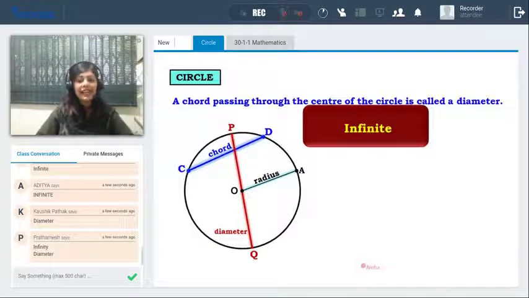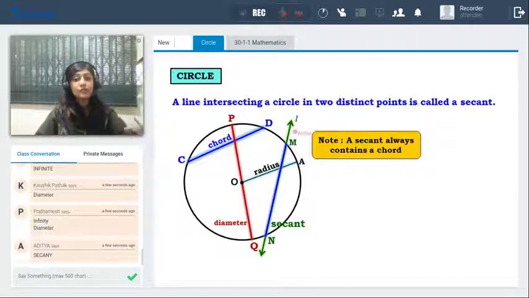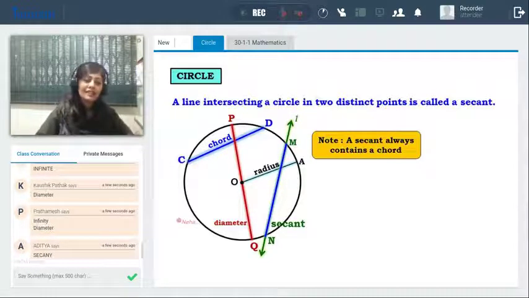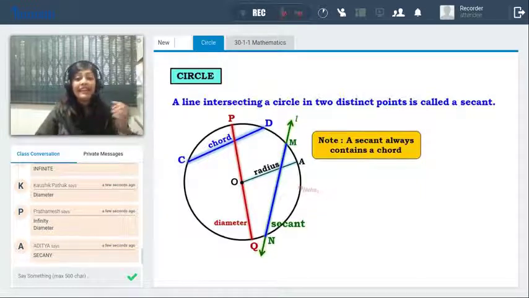Let's move ahead to the next type of line that we have. Line L. Students, what do you see? Line L intersects the circle in 2 points, M and N. Such a line which passes through the circle is known as a secant. Very good, Aditya. So a secant is any line which touches the circle in 2 points. It also contains a chord. Students, note MN. MN is also a chord of the circle.